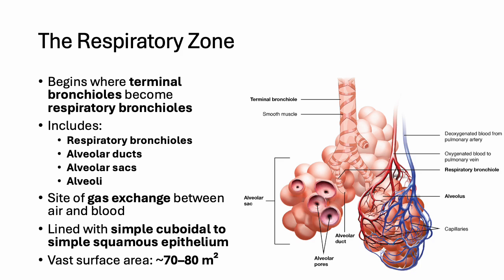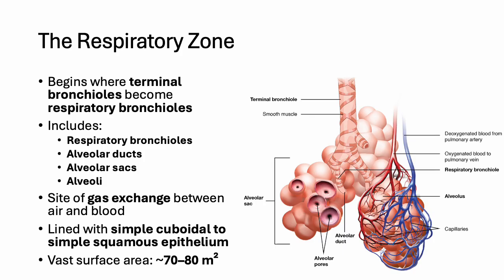Unlike the conducting zones, which merely transport warm and filtered air, the respiratory zone allows for oxygen to enter the blood and carbon dioxide to exit. This is possible due to the thin, permeable walls of the respiratory structures, which allow for diffusion of gases along the respiratory membrane. This tissue lining structures changes as we go deeper.